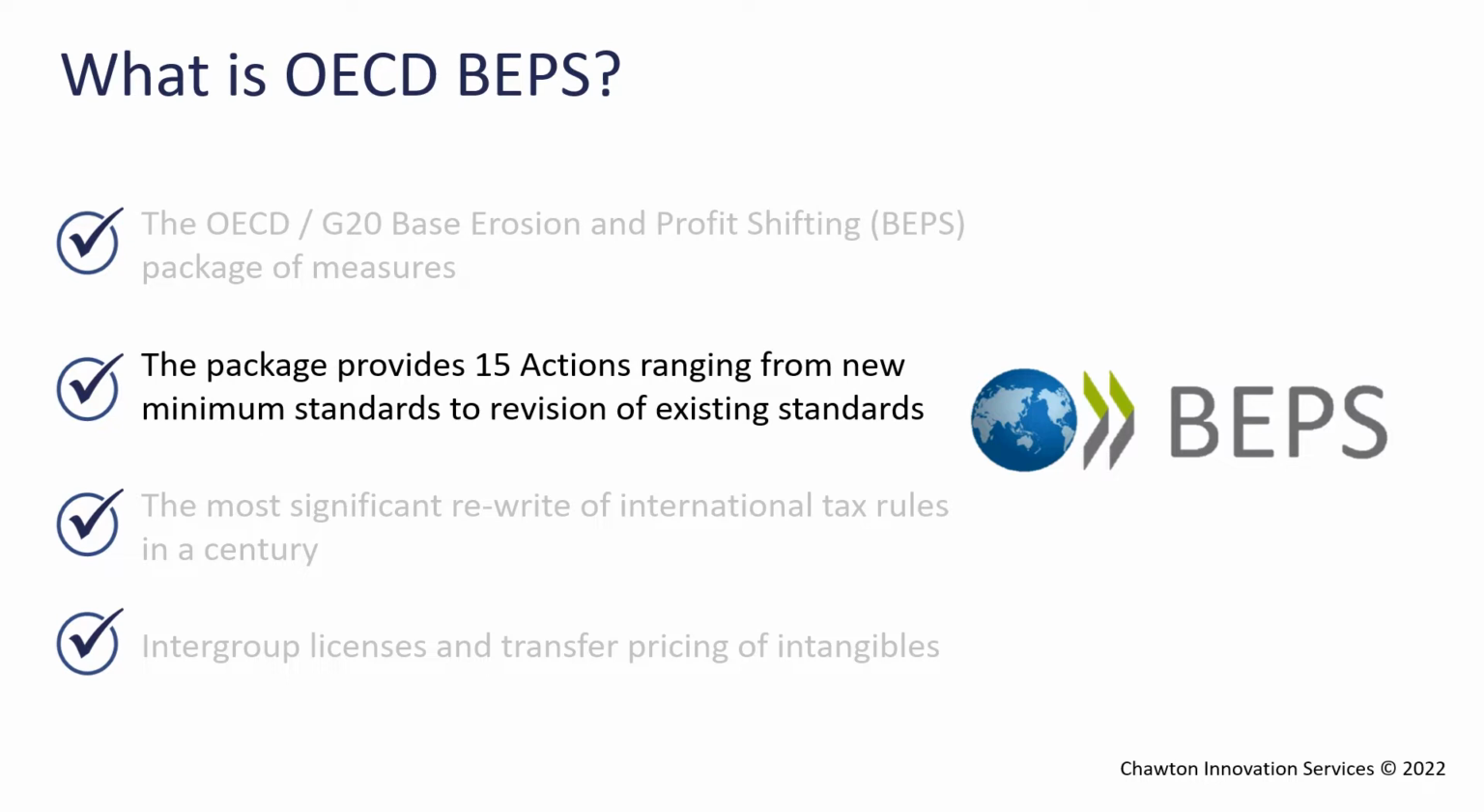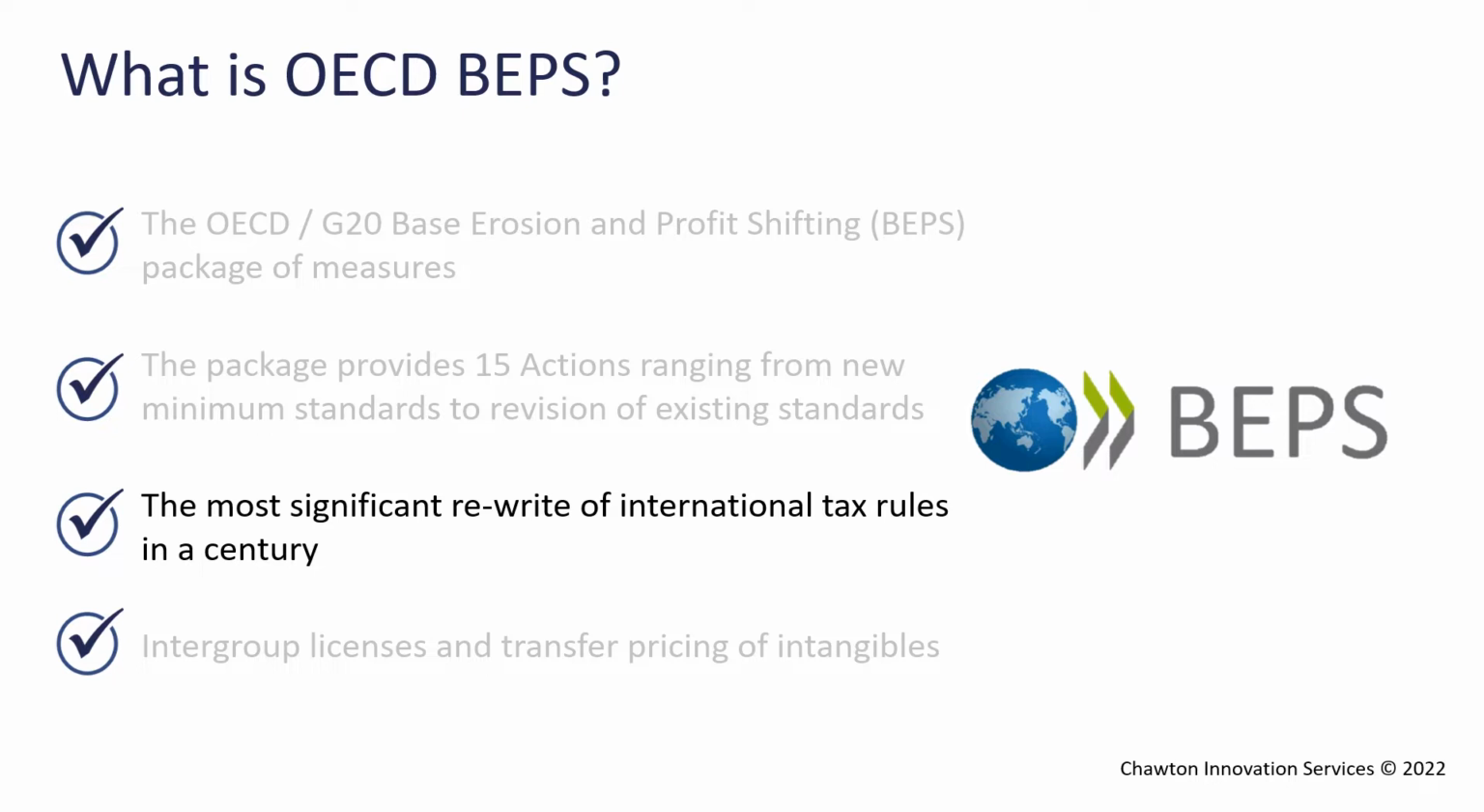The package provides 15 actions ranging from new minimum standards to revisions of existing standards, common approaches which will facilitate the convergence of national practices and guidance drawing on best practices. Described by the OECD as the most significant rewrite of international tax rules in a century, the BEPS package provides countries with powerful tools to standardize compliance requirements and force firms to be transparent about where they generate income.